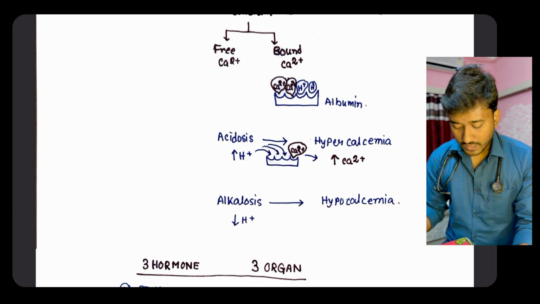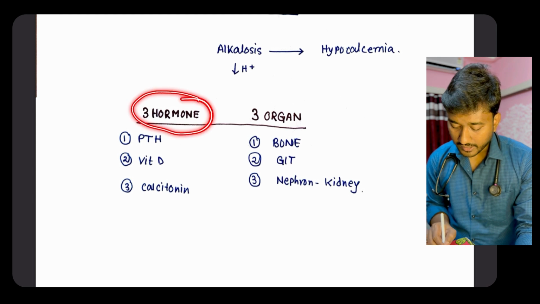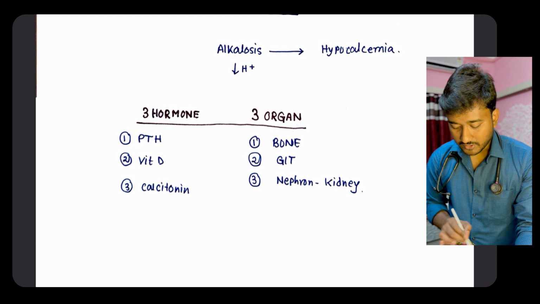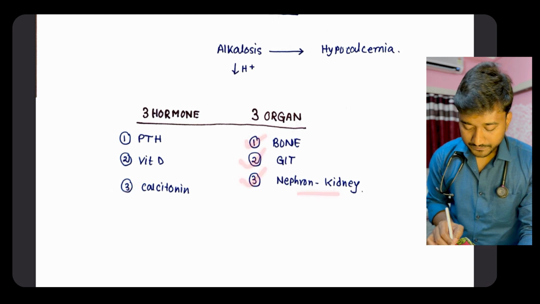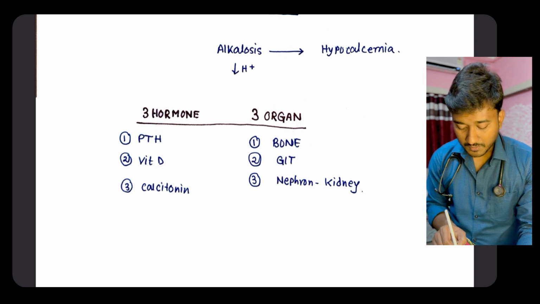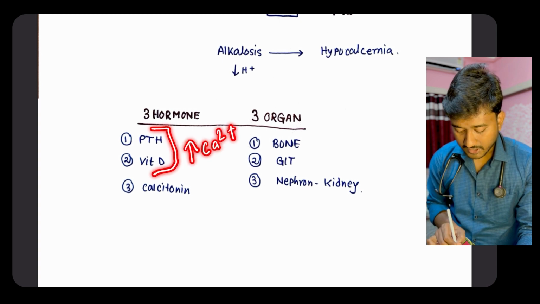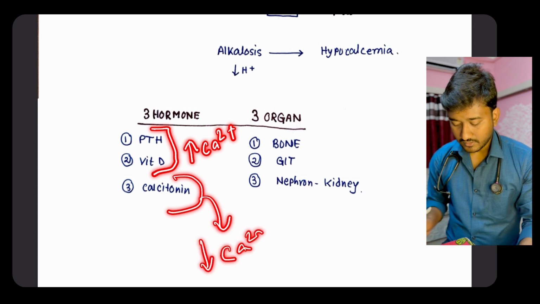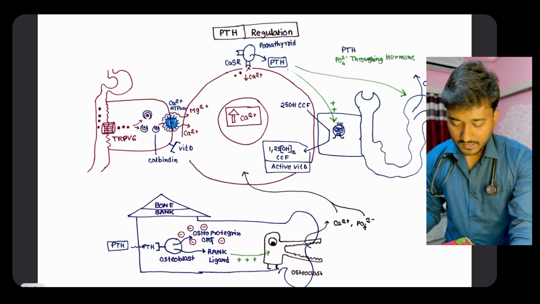There is another model which is called the 3 hormone 3 organ model. The 3 hormones are PTH, vitamin D3, and calcitonin, and the organs are bone, GIT, as well as the nephron, that is the kidney. PTH and vitamin D are responsible for an increase in calcium within your blood, whereas calcitonin is responsible for reducing calcium. So let's understand the PTH regulation.